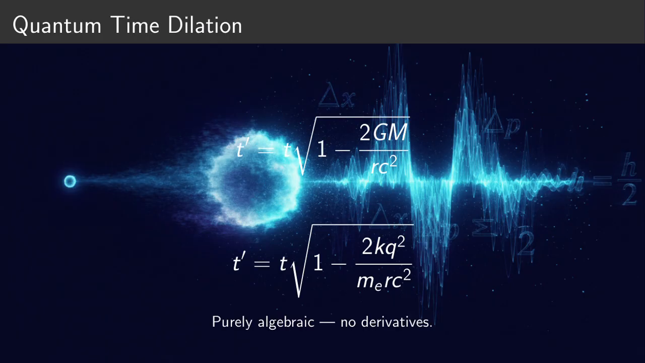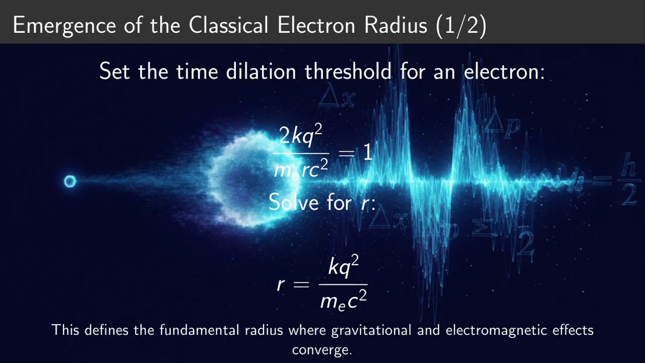Quantum time dilation. Time dilation can also be expressed in this framework. The familiar gravitational form is rewritten using electromagnetic quantities. This transformation is purely algebraic, with no need for space-time curvature or derivatives.